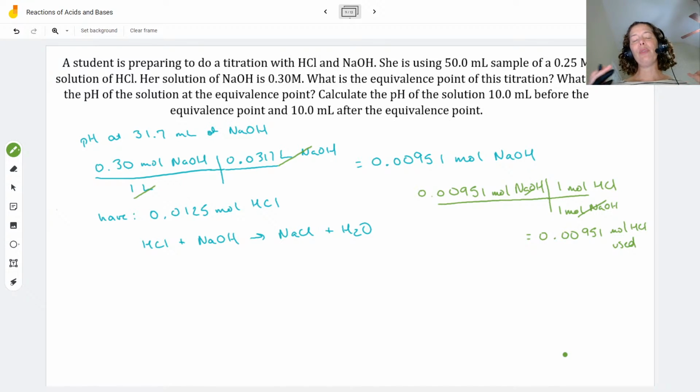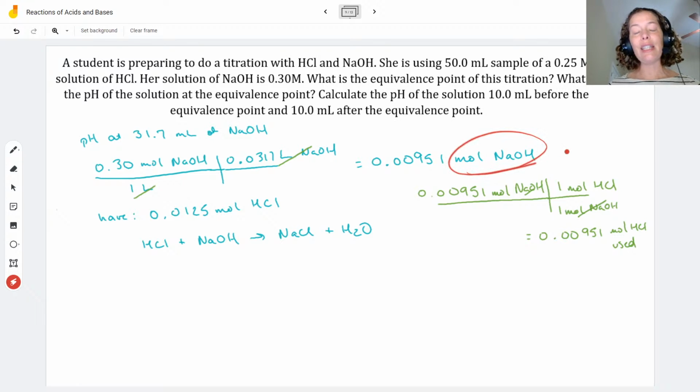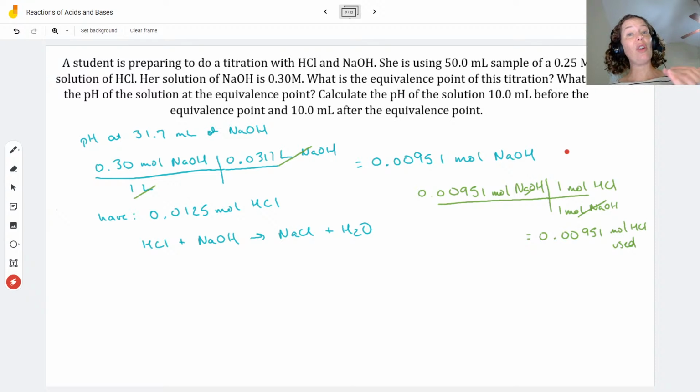So when I'm doing this reaction, first I have to identify my limiting reactant. Well, this is easy because we know we're before the equivalence point. We have not added enough sodium hydroxide, right? So sodium hydroxide is my limiting reactant. I know how many moles of hydrochloric acid I started with. I now know how many moles I have used. So I can figure out how many moles of hydrochloric acid are still in solution.